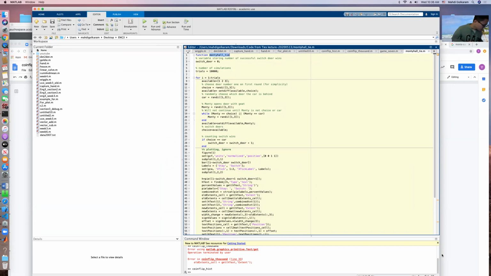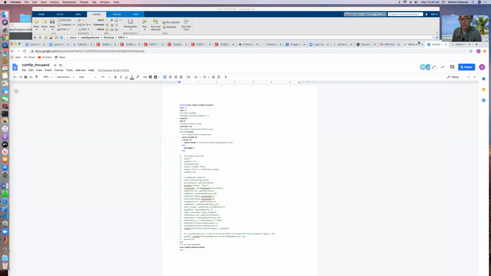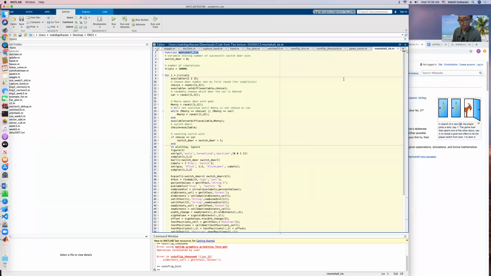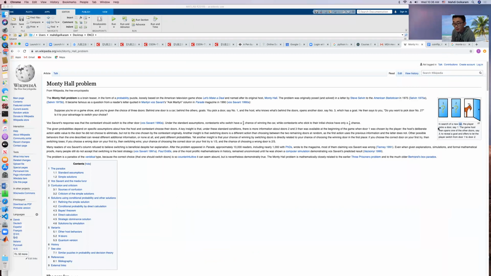Okay, I saw someone doesn't know. So let's Google what the Monty Hall game, or Monty Hall problem, is. Let's look at this figure here.